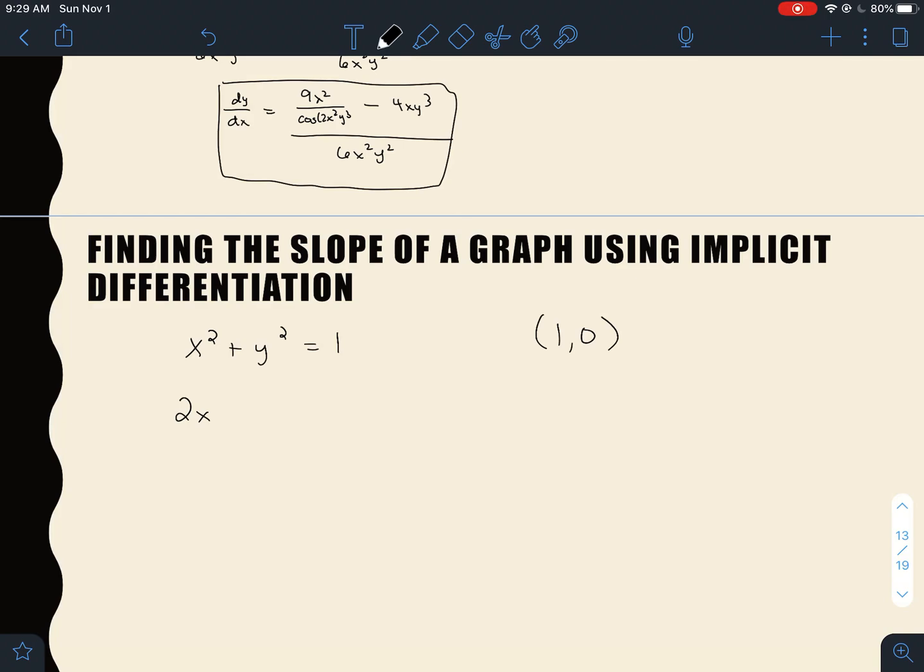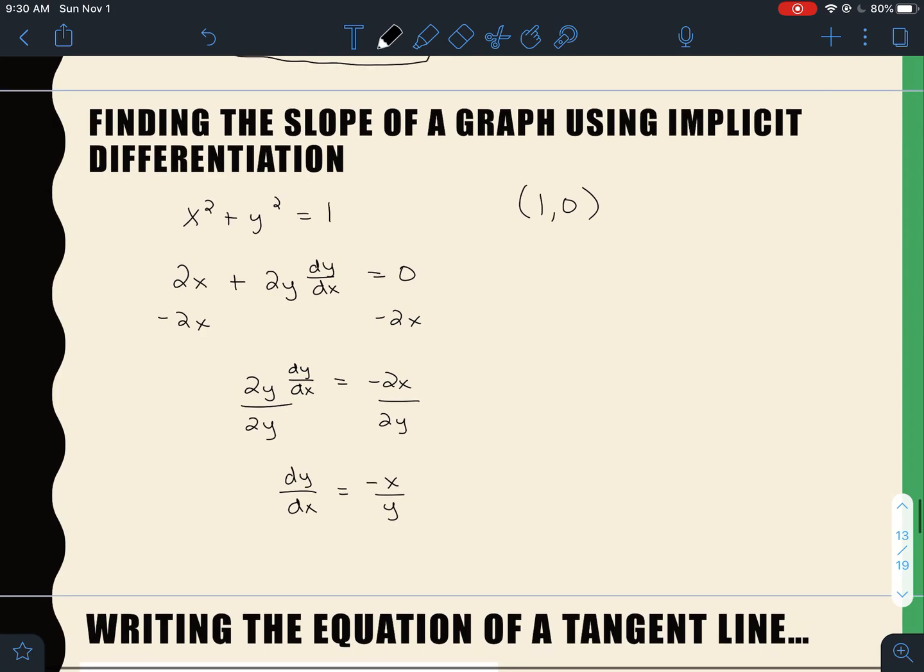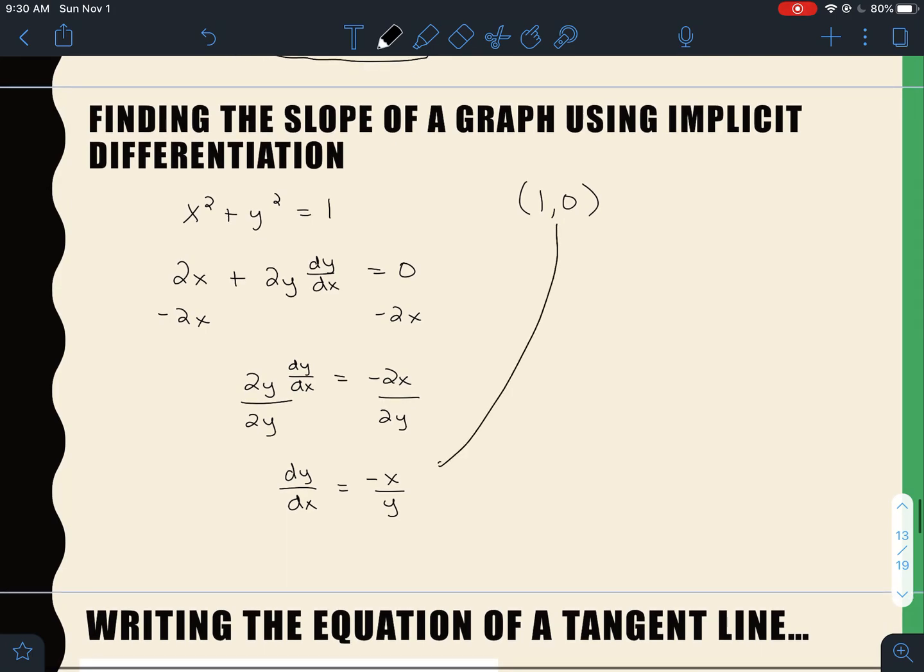Well, first, let's find its derivative. The derivative of x squared would be 2x, and then the derivative of y squared would be 2y dy/dx, and the derivative of 1 is 0. If I solve for dy/dx, subtract the 2x from both sides, and 2y dy/dx equals negative 2x. Divide both sides by 2y, and then the slope of the tangent line, or the derivative, is going to equal negative 2x over 2y, or negative x over y.